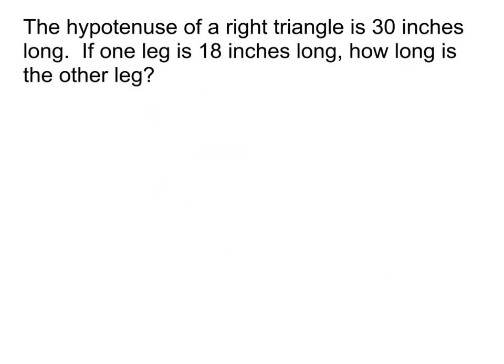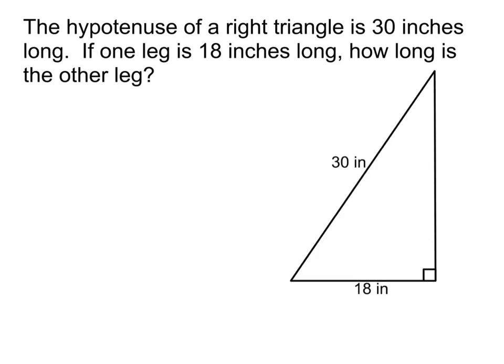All right, last problem out of this lesson. This one is just given to you in words. So we know the hypotenuse of a right triangle is 30 inches long. If one leg is 18 inches long, how long is the other leg? And for many of you, you might feel totally comfortable going straight into your equation based on that information because we're talking hypotenuse and legs. If not, draw a picture. Pictures are very, very useful in this particular section.